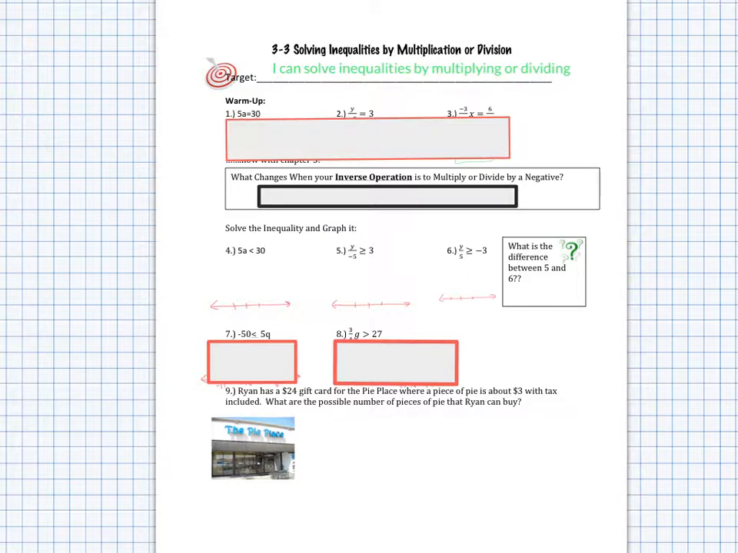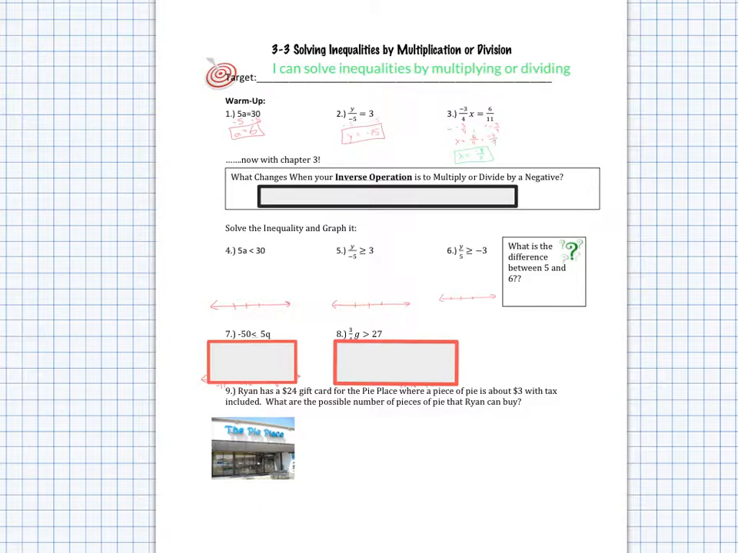So for the warm-up questions here, for number 1, we're going to divide by 5 on both sides. Opposite of multiplying is dividing, so a equals 6. Number 2, that's y over -5, but you can also say y divided by -5. So the opposite of dividing by -5 is multiplying by -5. 3 times -5, remember a positive times a negative, that means you have 3 groups of -5, that's -15.